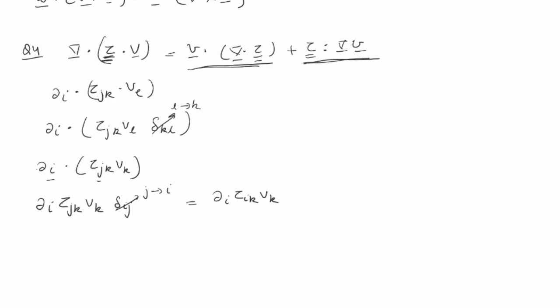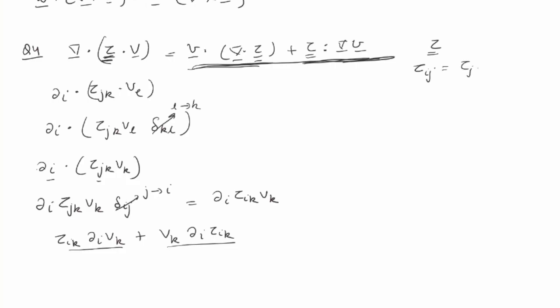Now we will use product rule. Using the product rule, what do we get? Tau ik constant del I vk plus vk constant del I tau ik. So now we need to prove that this is equal to this, and one condition that is already given to us is that tau is a symmetric matrix. So that means tau ij is equal to tau ji.